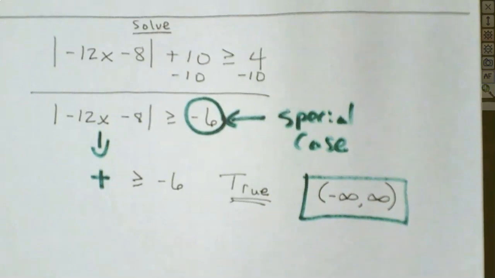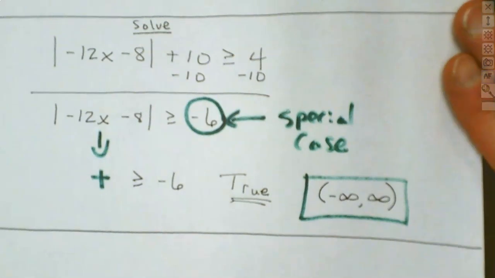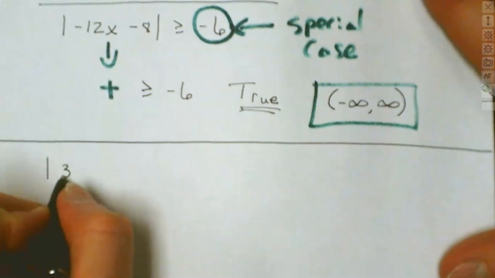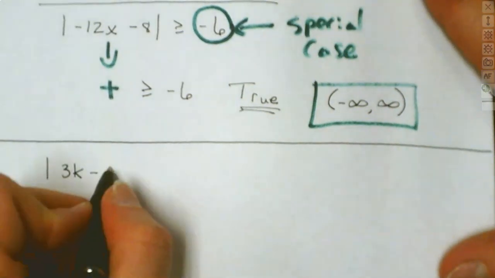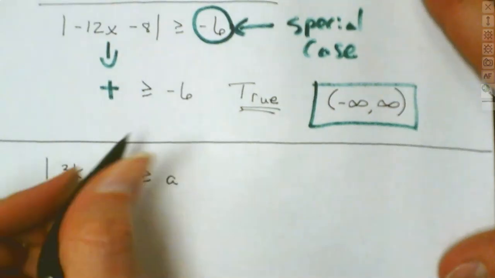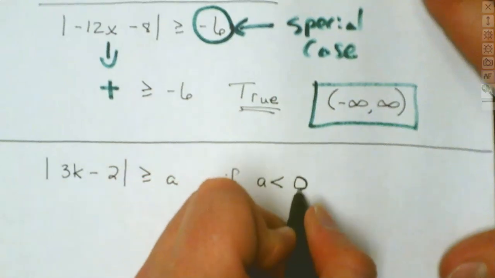Now I'm going to give you another one, and this one we're going to use a different variable in it. And we're going to have to think about what we've got here and how it's going to work. So we find one kind of like what you've got in the homework here. Well, this is going to be kind of like something on the practice exam. The absolute value of 3k minus 2 is greater than or equal to a, if a is less than 0.